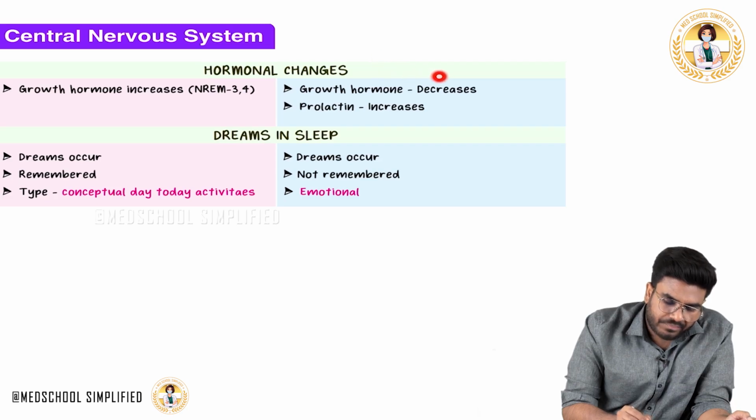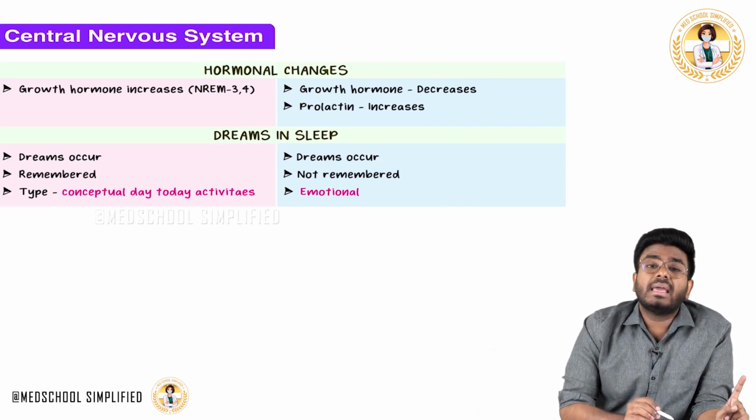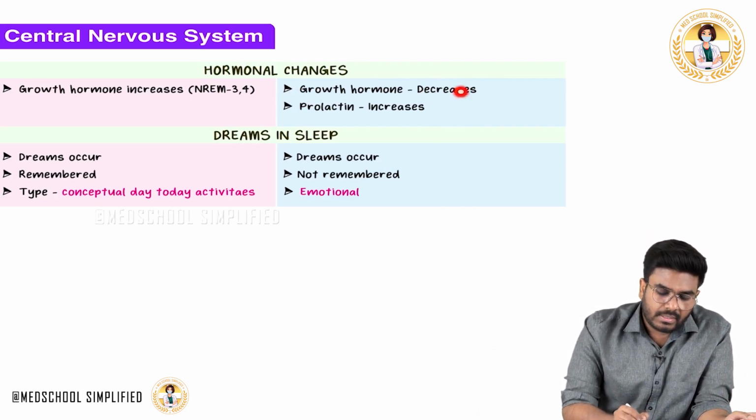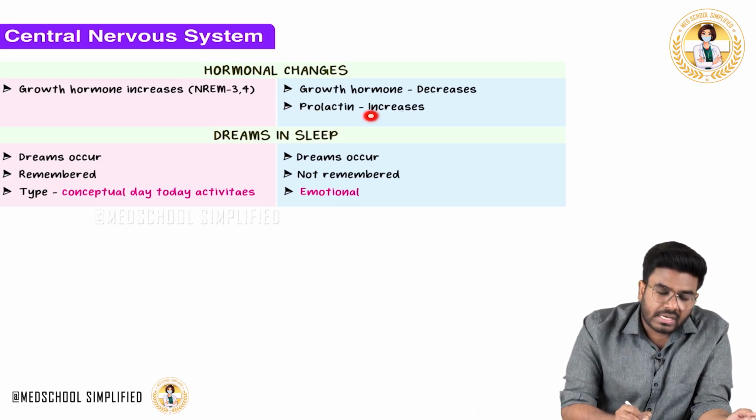In REM sleep, growth hormone level actually decreases. There is a little controversy in this area, but anyway, growth hormone level increases in NREM and decreases in REM. And in REM, it is seen that prolactin levels are increased.